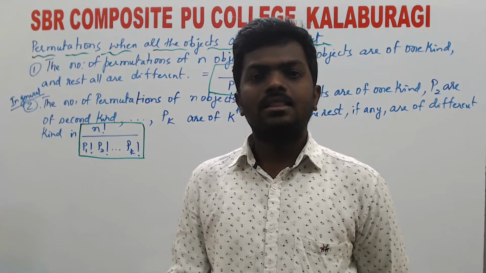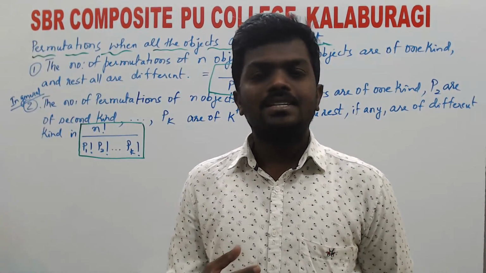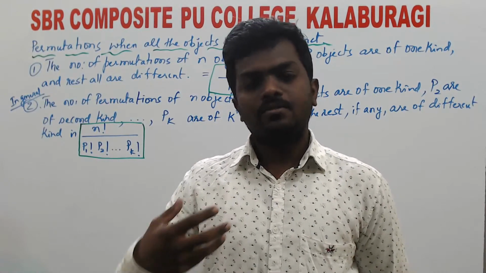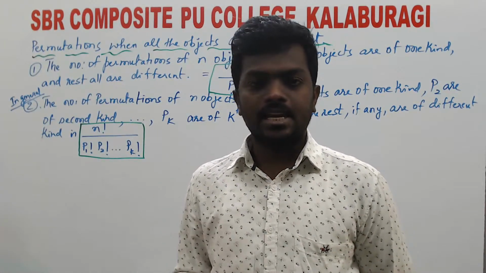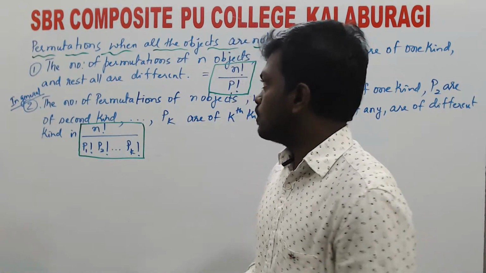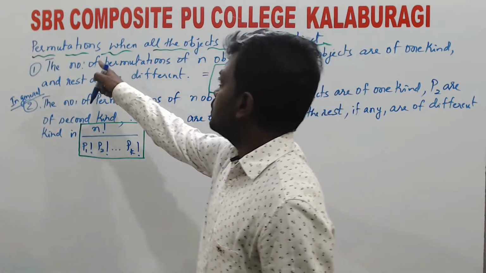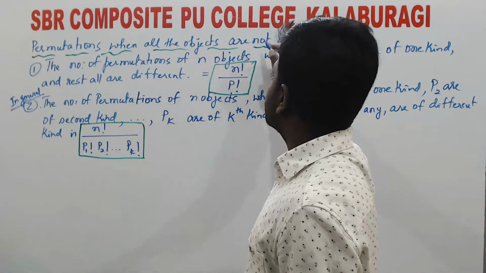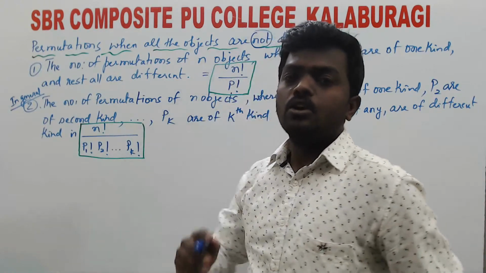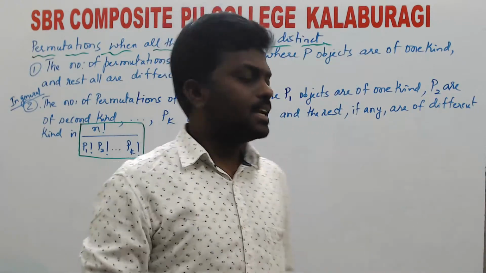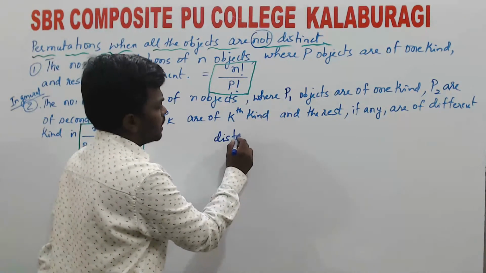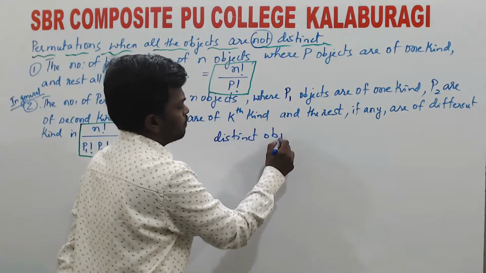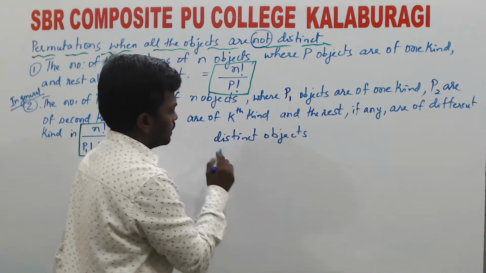So today we shall see the next concept. Yesterday we studied the nPr formula, right? When all the objects were distinct. Is that clear? So today we shall see permutations when all the objects are not distinct. Let us recall yesterday's class, when all the objects given were distinct.